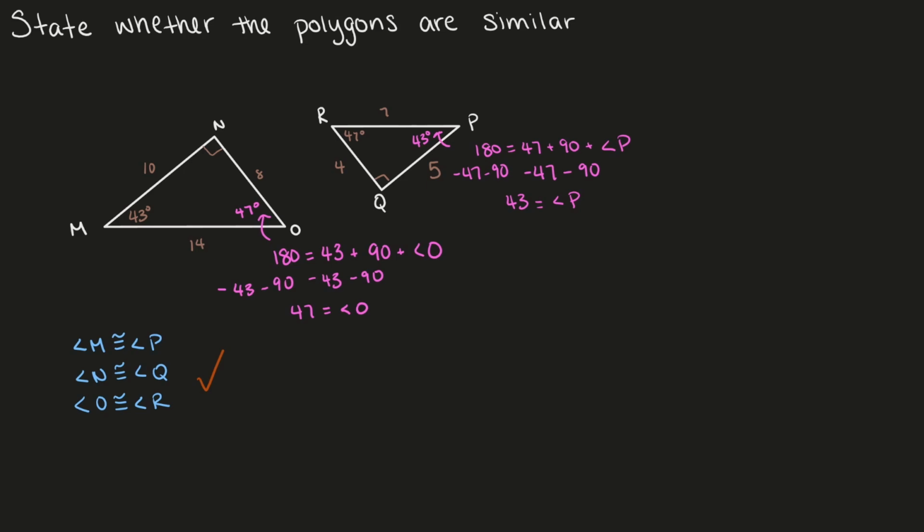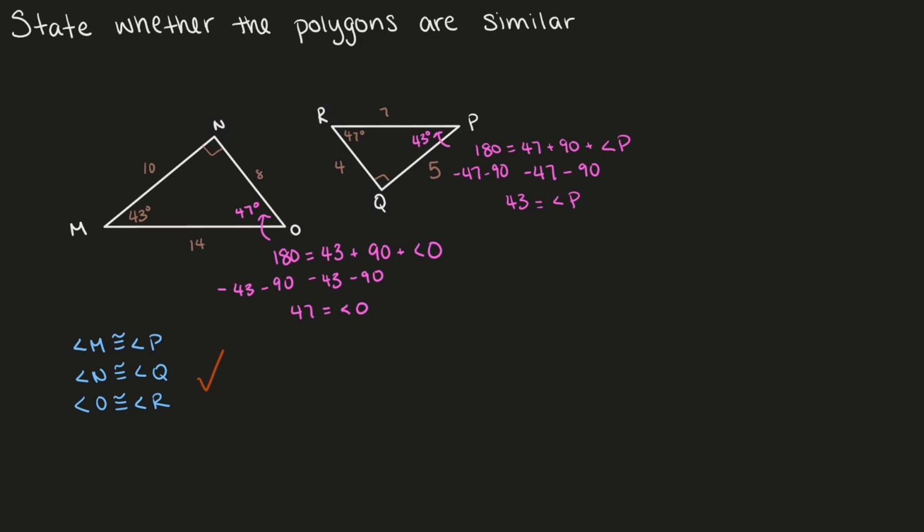Now let's look at our sides and see if our corresponding sides are proportional. So side MN corresponds with PQ and side NO corresponds with QR. The way that we can determine this is we can use our angles as a guide. M is our 43 degree angle, and then N is 90 degrees. And in our other triangle, P is 43 degrees and Q is 90. So that's how we know MN corresponds with PQ. And then O is our 47 degree angle, and R is also our 47 degree angle. So NO will correspond with QR.